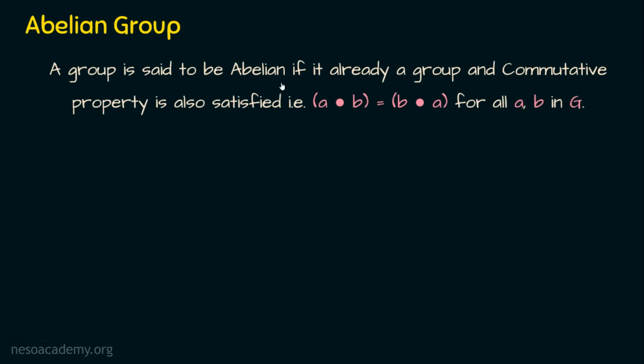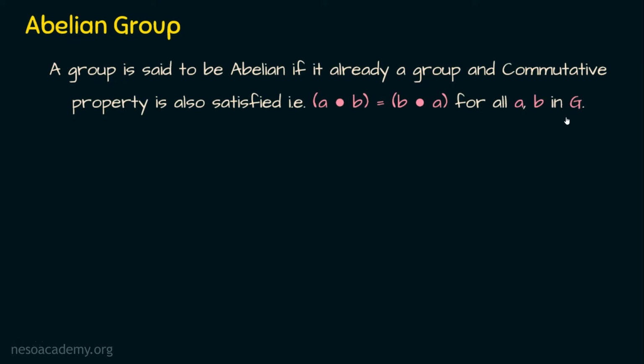A group is said to be abelian if it is already a group and the commutative property is also satisfied. Firstly, it should be a group. It means an abelian group should satisfy these 4 properties: closure, associative, identity, and inverse. In addition to these properties, if the additional property, that is the commutative property, is also satisfied, then this group is said to be an abelian group. What is this commutative property? A dot B is equal to B dot A for all A, B in G. When we see an example, then it will be clear for you.